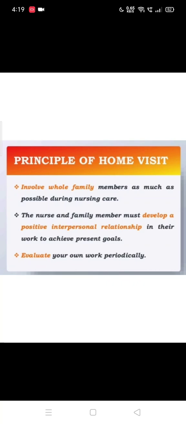Okay, so to achieve that goal, you need to develop a positive interpersonal relationship, as well as build a good relationship. You have to involve all the members when you are doing the home visiting. The next is evaluate your own work periodically, whether you are going correctly or not. What is the step by step you are following while doing the home visiting, whether it is going correctly or not, you need to evaluate your work also.